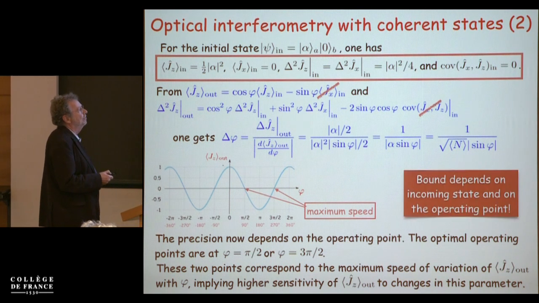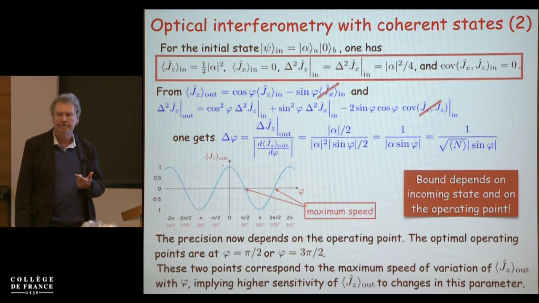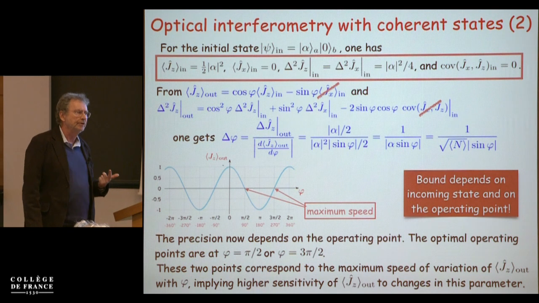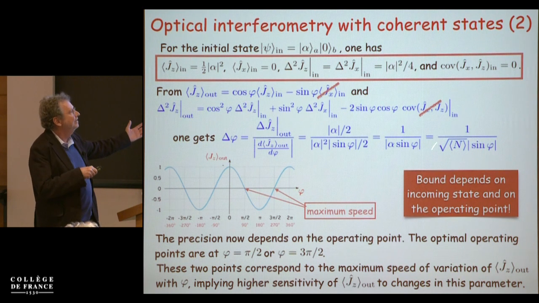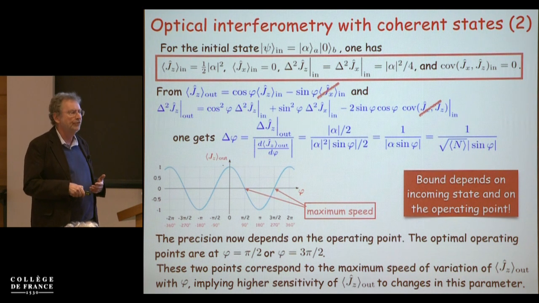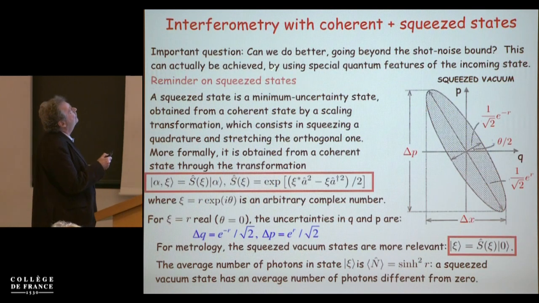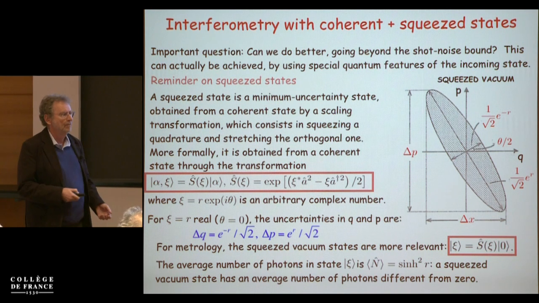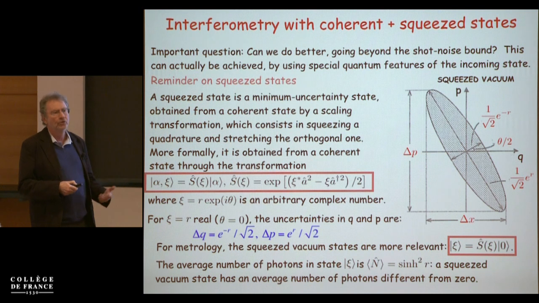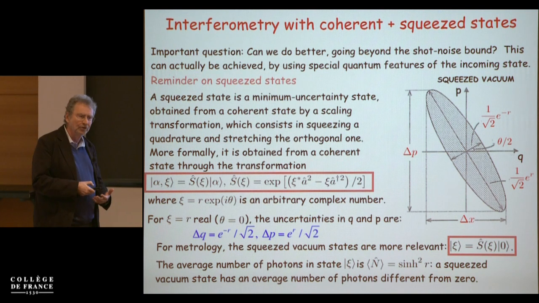So these 2 remarks are important. The bound depends on the incoming state, and also it depends on the operating point. And since it depends on the incoming state, we might perhaps hope that it's possible to get something better than the shot noise limit by using different states. And we are going now to see what happens if we use a combination of a coherent and a squeezed state. Now, my colleagues who know that will allow me to explain that to people who don't know it, okay?